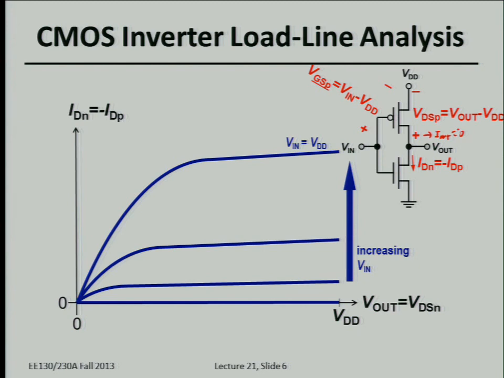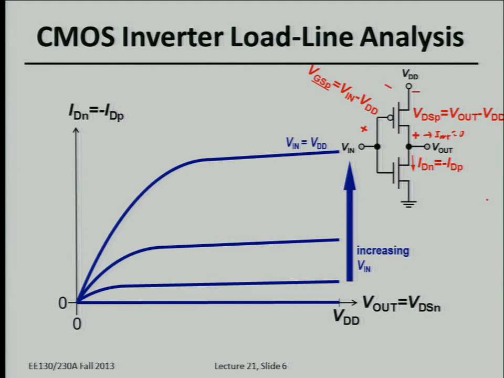For the load line analysis, what we're assuming is that the current flowing through these series connected devices is equal in magnitude. So what we do then is we plot the behavior. These IV curves specify, for a given applied gate voltage and a given applied drain voltage, what is the current that flows? That's what these IV curves represent.